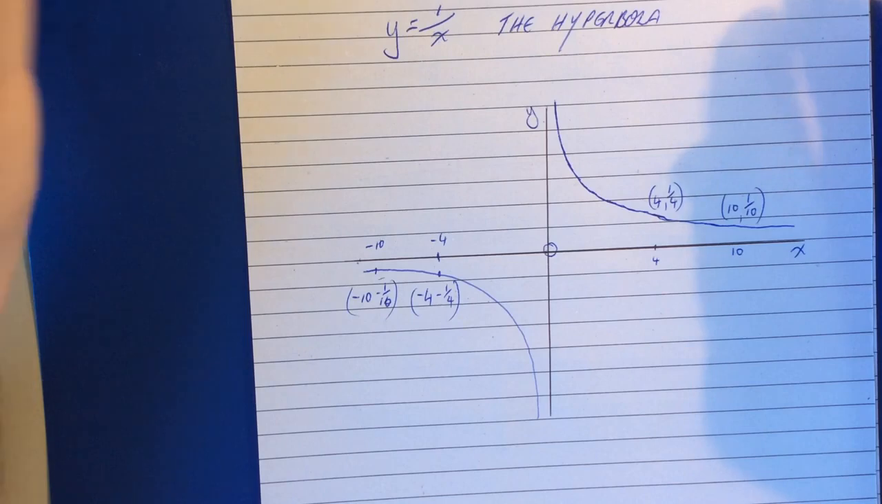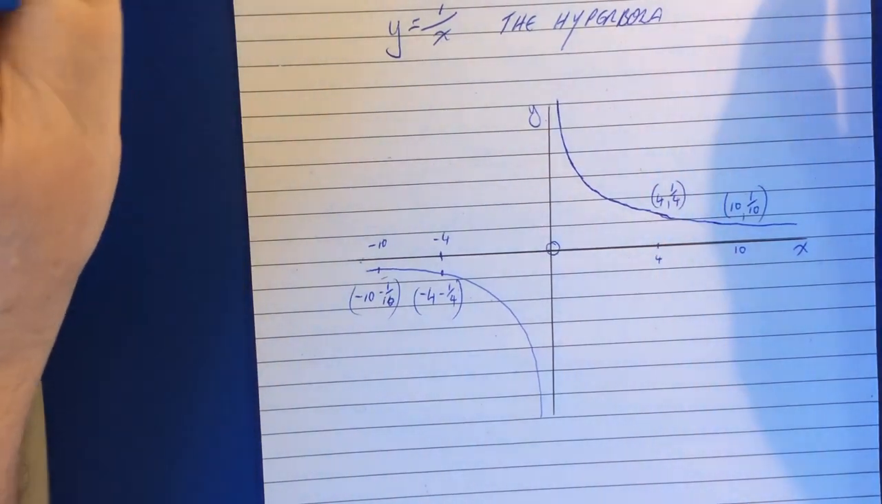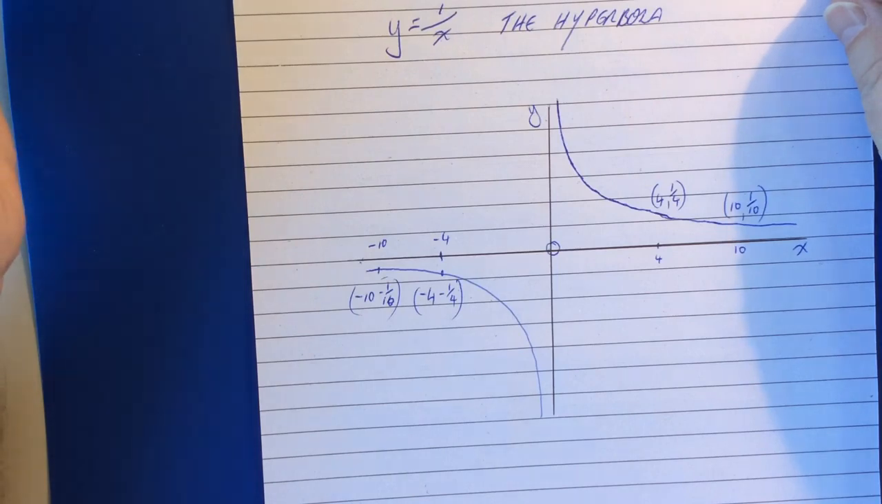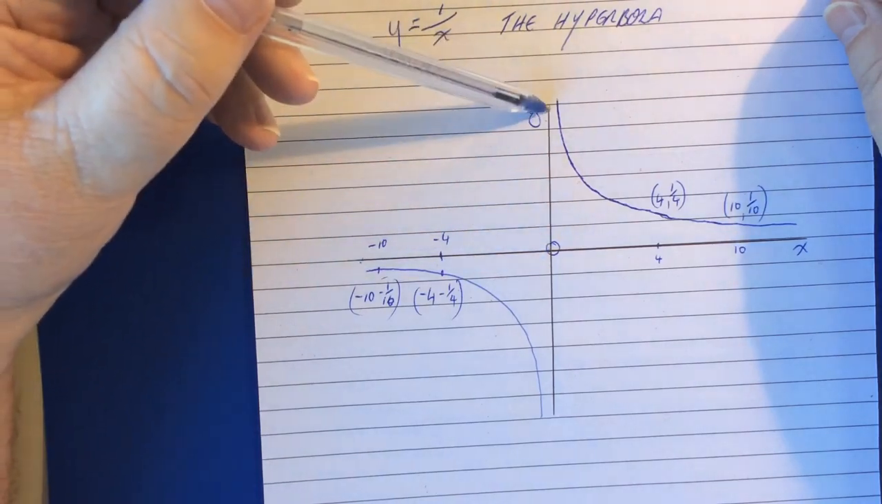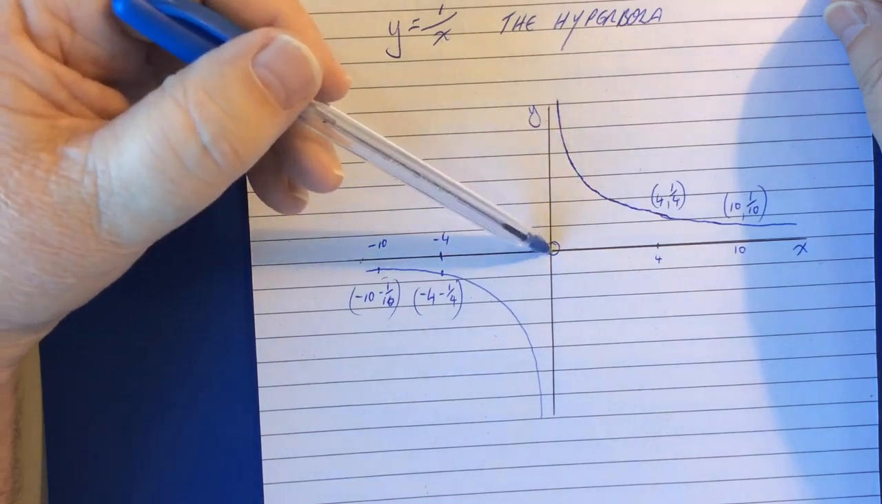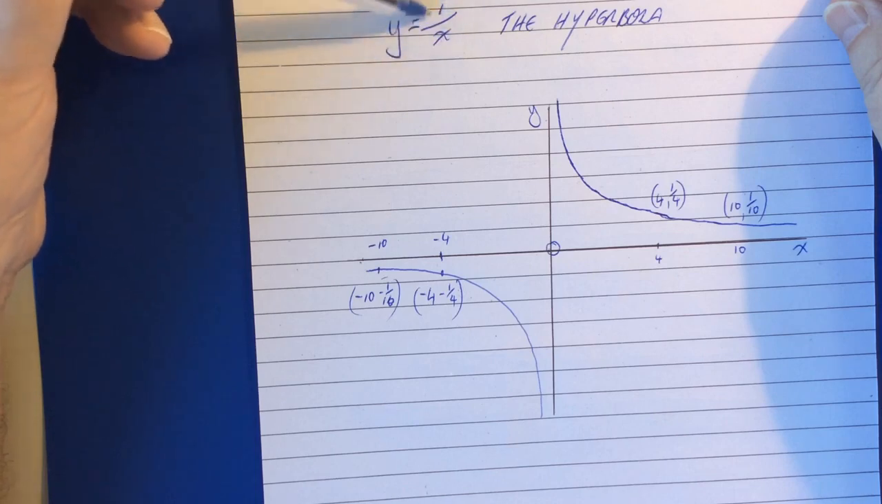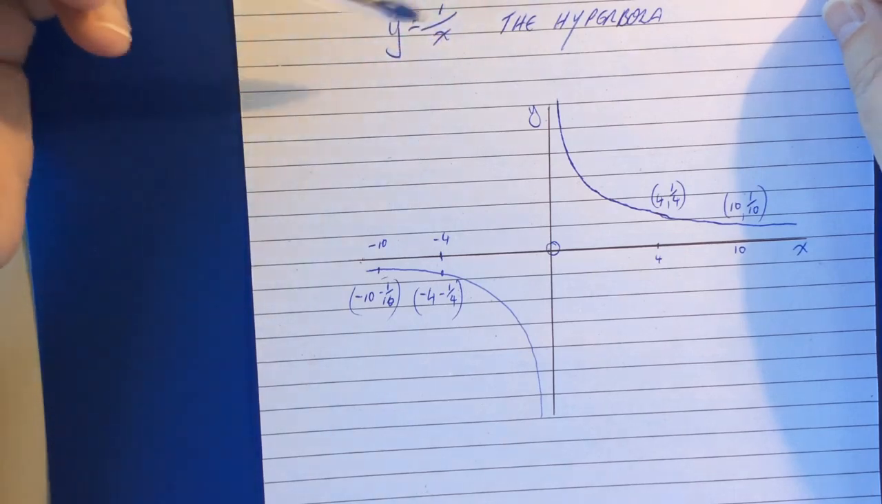Now, an asymptote is a value that a function approaches but never touches. And the reason for that is that if we consider the y-axis, in order for this thing to touch the y-axis, x would have to equal 0. If you put 0 into this and try it in your calculator, 1 over 0, you'll get an error message. It doesn't exist.